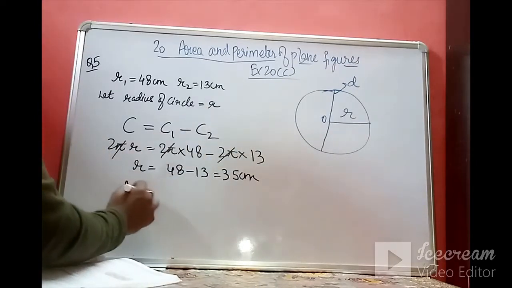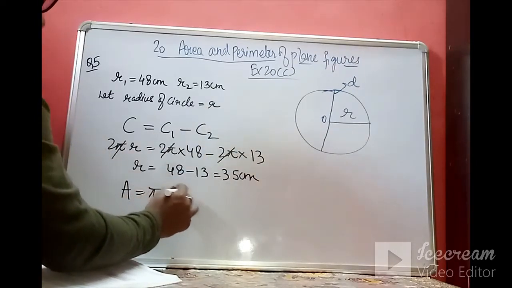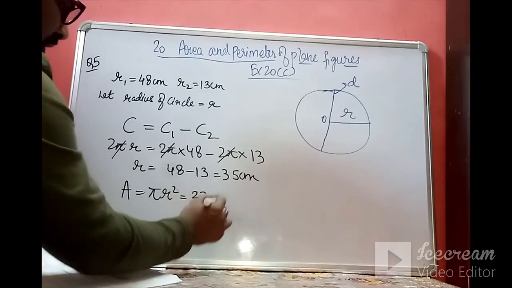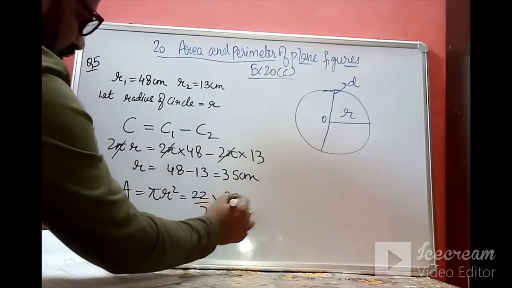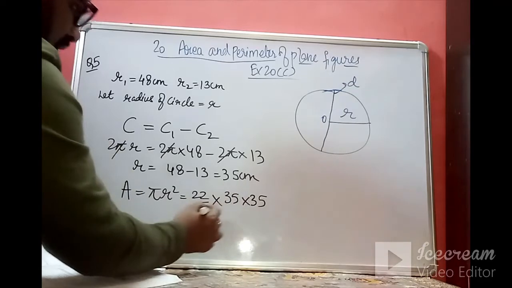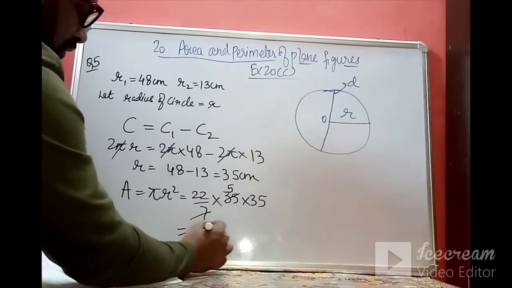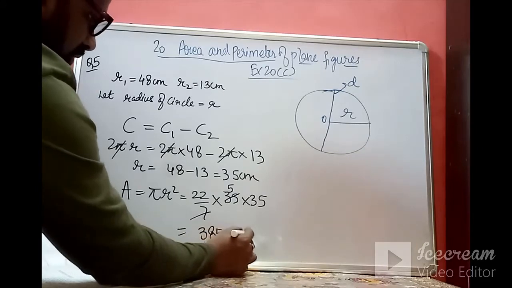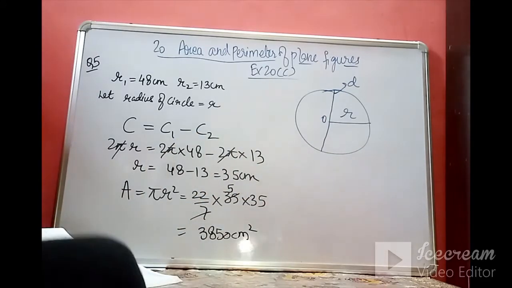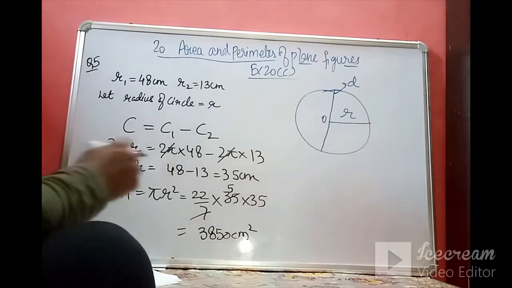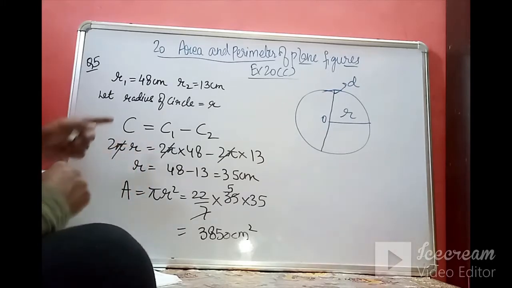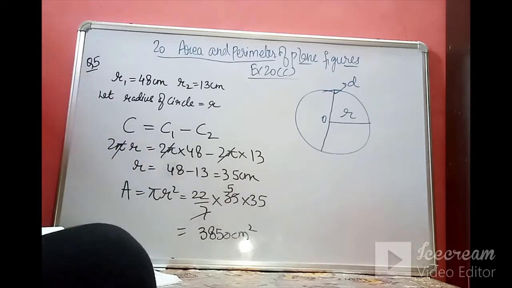Now we will find the area by the formula pi r square, that is 22 by 7 into 35 into 35. So it will be 3850 centimeter square. Okay, so this will be the area of that circle whose circumference is equal to the difference of the circumferences of the two circles.